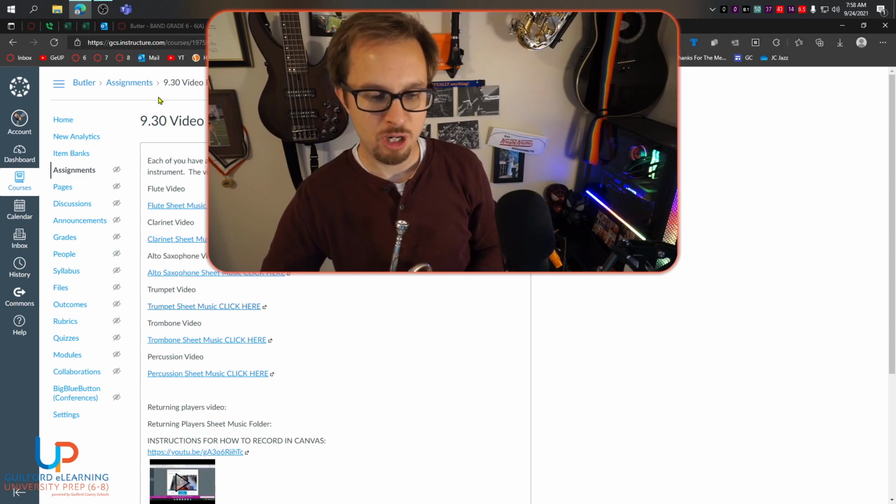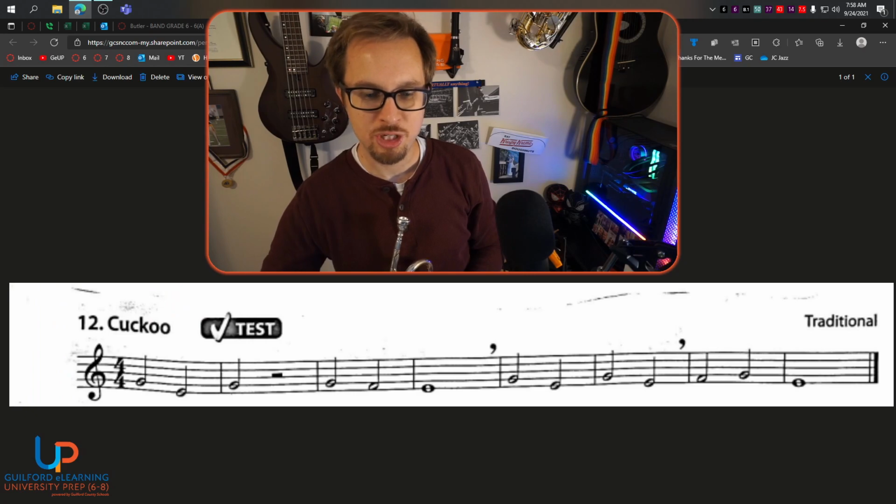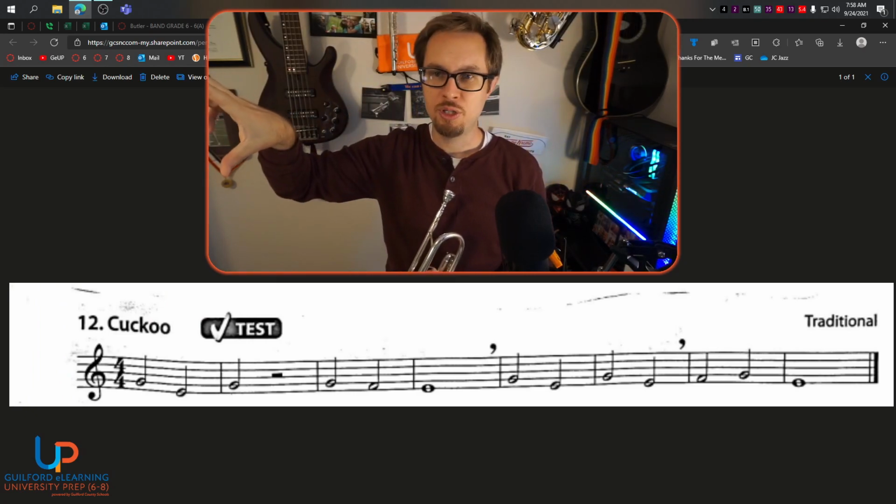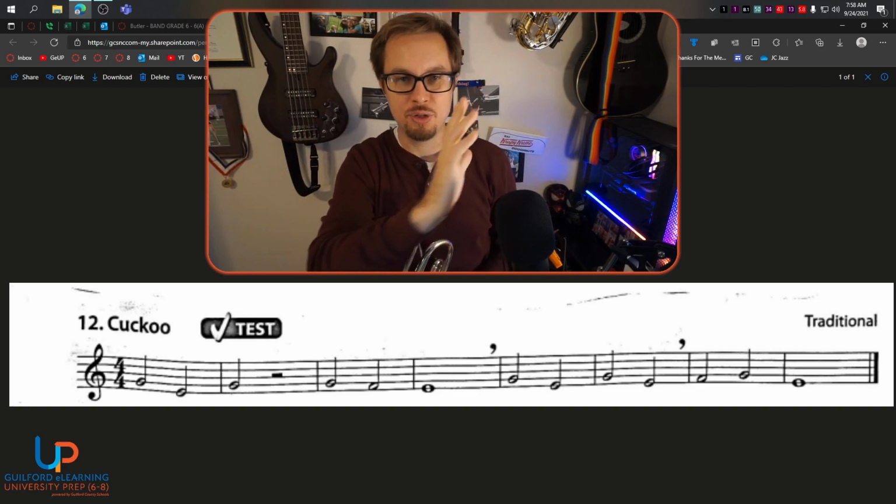We're going to be going over the song Cuckoo today. You get to it by the drop-in page on 9.30 video response. When you click on it, it'll bring it into another page. When you go to record, make sure you have this piece of music put onto the right-hand side or the left-hand side of your screen.